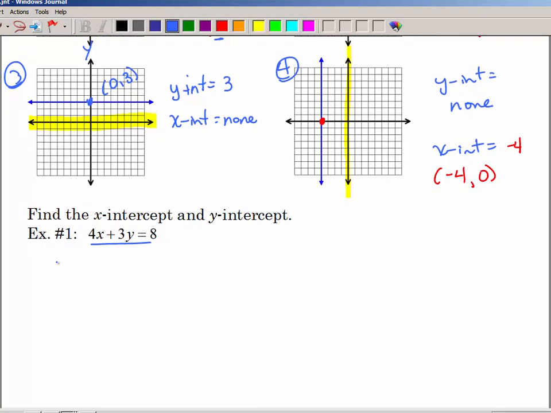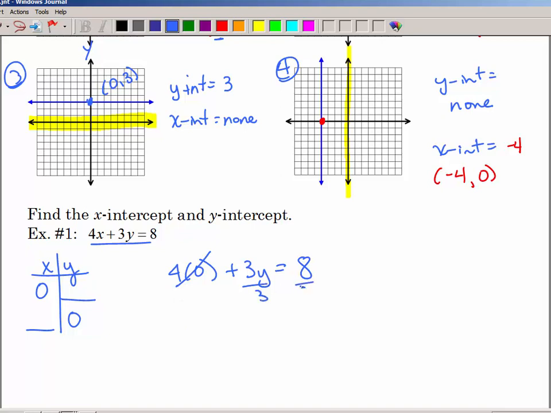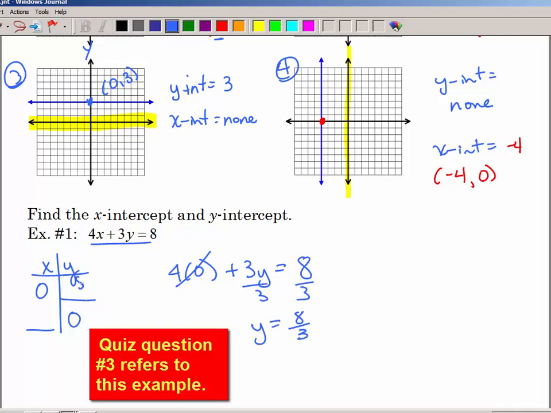So I'm just going to make a table of values, and I'm going to let x be 0 and solve for y. I'm going to let y equal 0 and solve for x, and those are going to be my intercepts. All right, so I'm going to have 4 times 0 plus 3y equals 8. That's 0. Then just divide by 3. So I have y equals 8/3. And that's your y-intercept. We're solving for y.